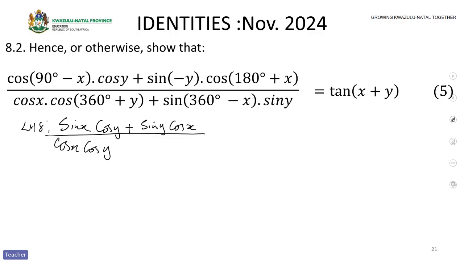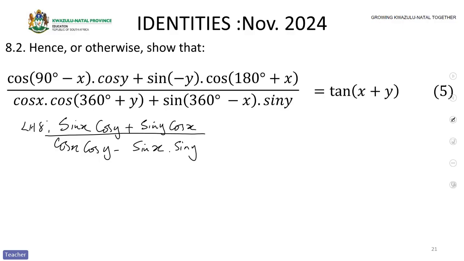Now, again, this one is going to be plus sin 360 minus. 360 minus is on the fourth quadrant. How is sin on the fourth quadrant? It is negative. Negative times positive will be negative sin x, not y. It's going to be sin x times sin y.